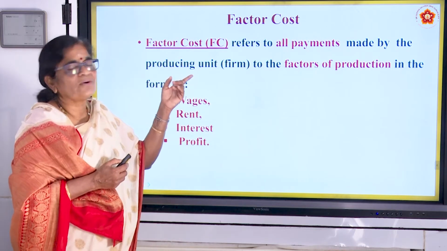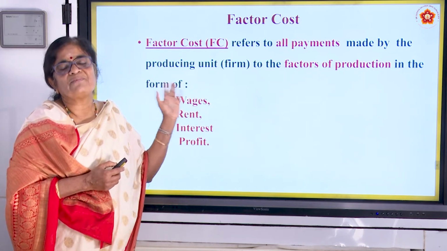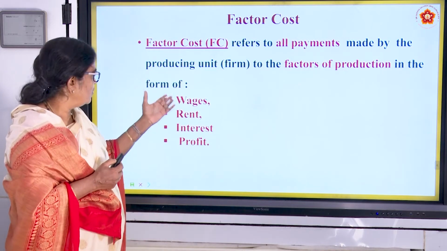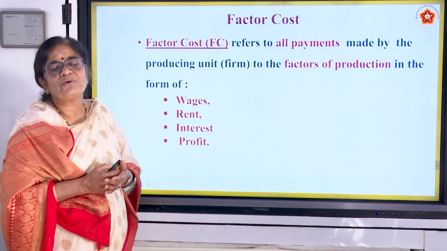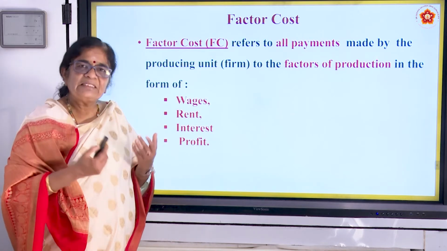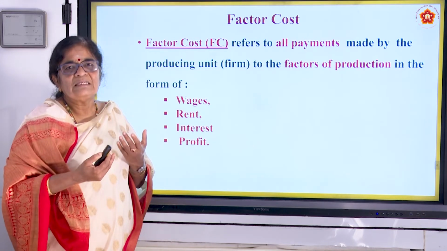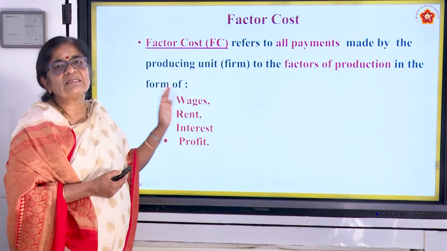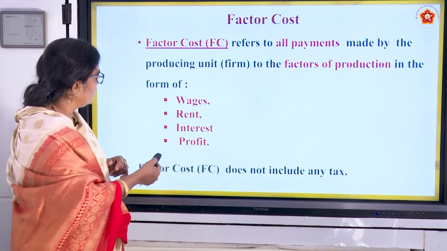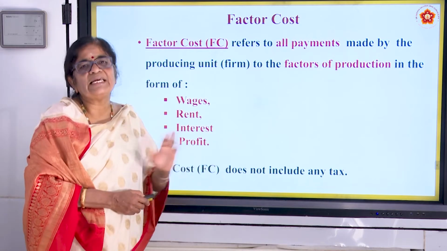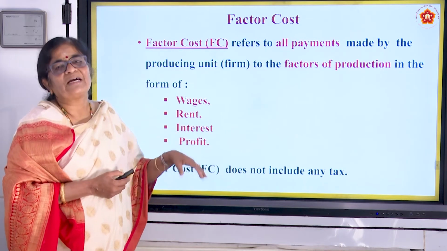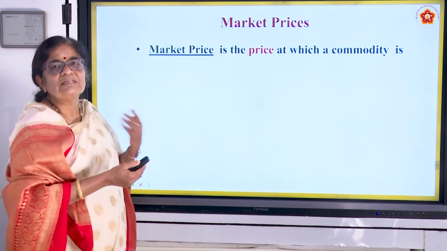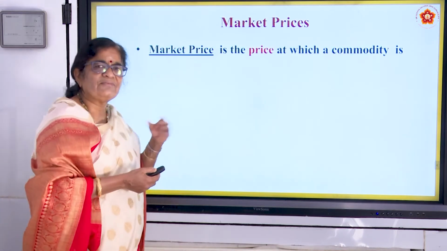Therefore, the factor cost is all the payment done by the production unit or firm to the factors of production in the form of wage, rent, interest and profit. I hope you understood what is factor cost. Therefore, GDP is measured in terms of factor cost. You should understand that only the cost for the factors of production is taken into consideration, and factor cost does not include any tax. We will see in the market price that market price will include the taxes. Therefore, factor cost excludes the taxes, subsidies, everything.